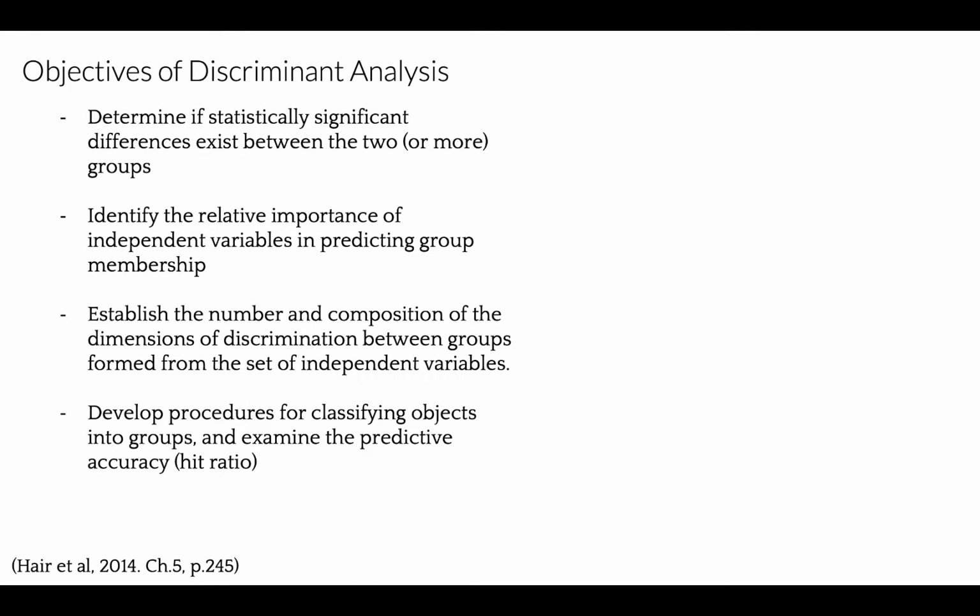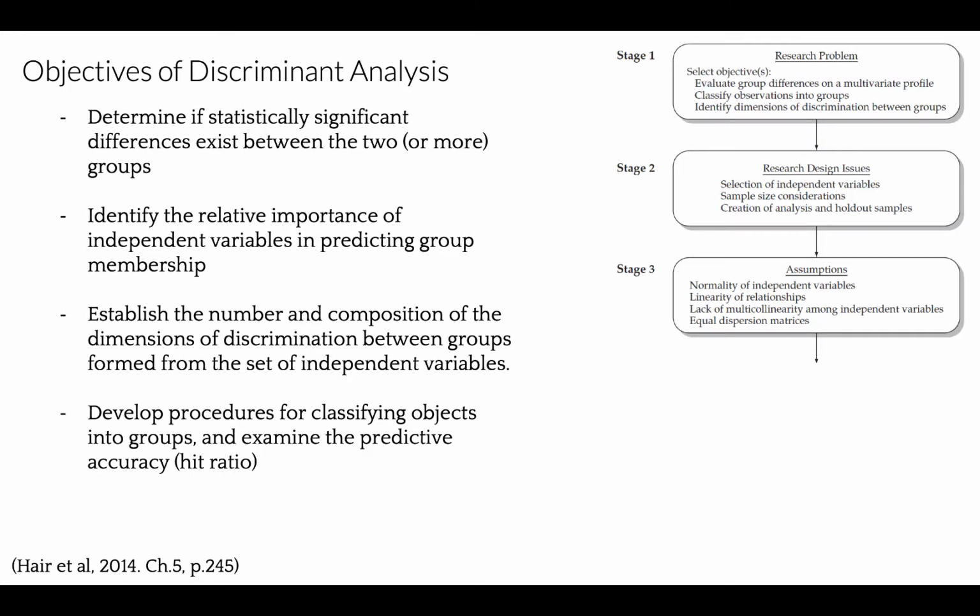We can use several stages to build our workflow for discriminant analysis. We need to determine if statistically significant differences exist between two or more groups. We also need to identify the relative importance of each of the independent variables in predicting group membership. We need to establish the number and the composition of dimensions. We need to develop procedures for classifying objects into groups and then examine the predictive accuracy, or hit ratio, of the discriminant function. In stage 1, we evaluate group differences and classify observations into groups.